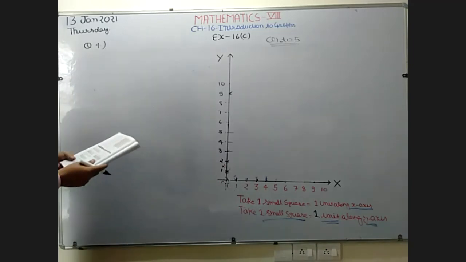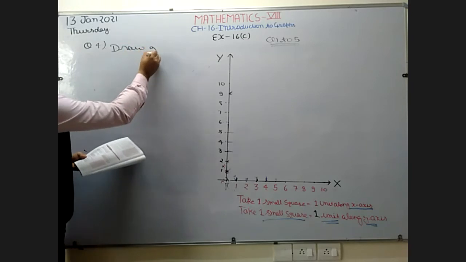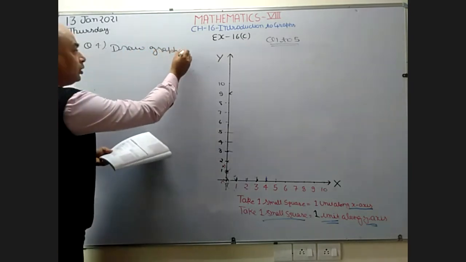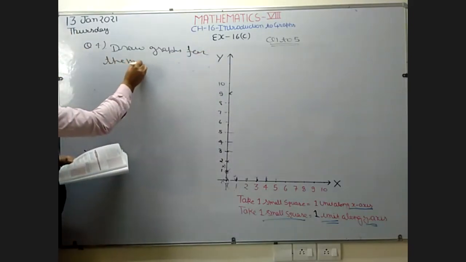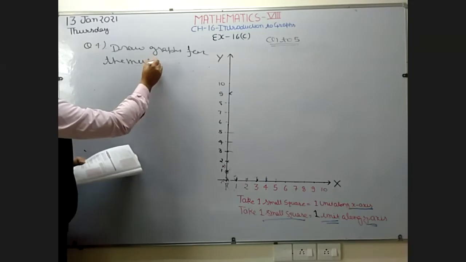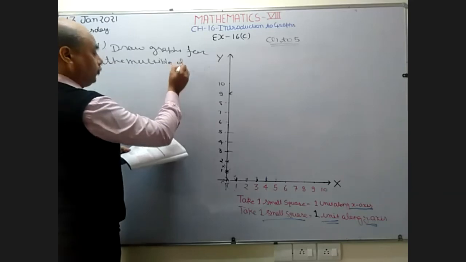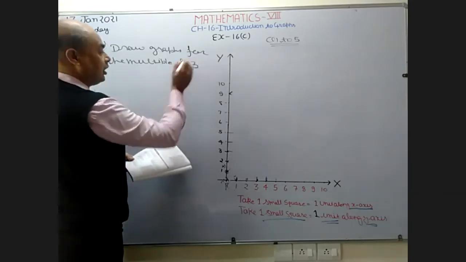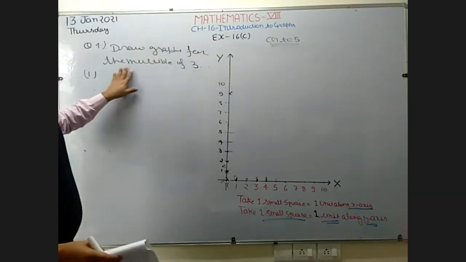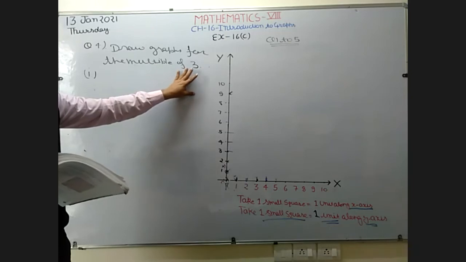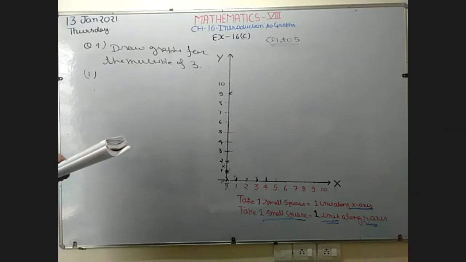Now check what is given in this question. Draw the graph for the multiple of 3. I want to solve the first part, beta. In the first part, we have to draw the graph of the multiple of 3. And in the second part, we are going to solve the graph of the multiple of 5. Both are going to be the same. So see how we are going to start this question.